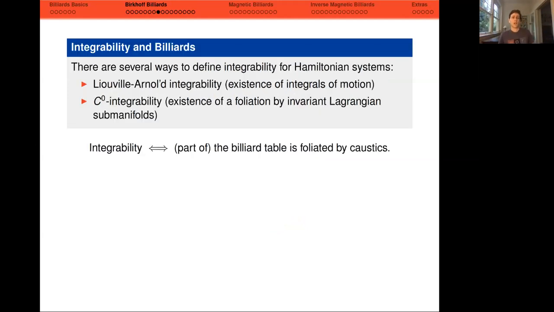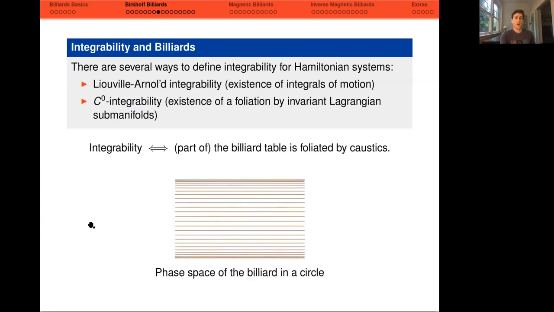So when we want to talk about integrability in billiards, we've got a couple of ways to talk about it. We can talk about Liouville-Arnold integrability when we see existence of integrals of motion. We can also talk about C0 integrability, where we have a foliation by invariant Lagrangian submanifolds. When we consider integrability in this setting, we're really going to be thinking about C0 integrability for our purposes today. So geometrically, that means that part of our billiard table is going to be foliated by caustics.